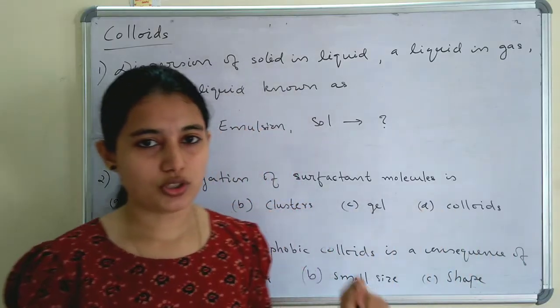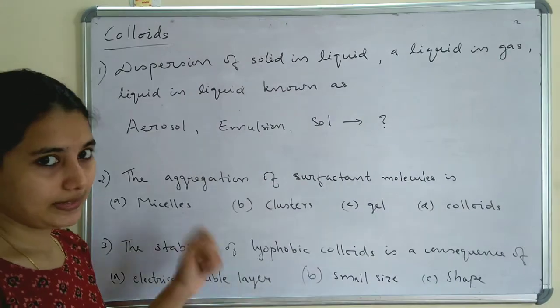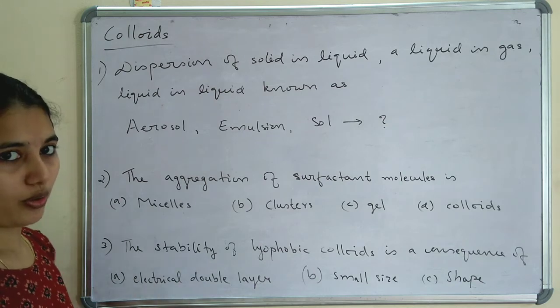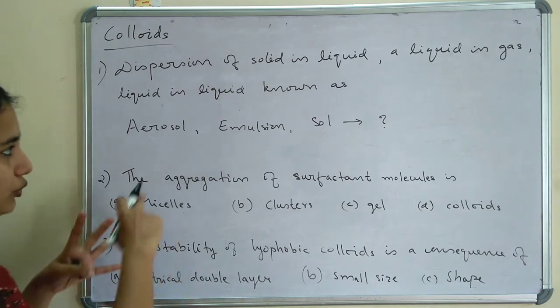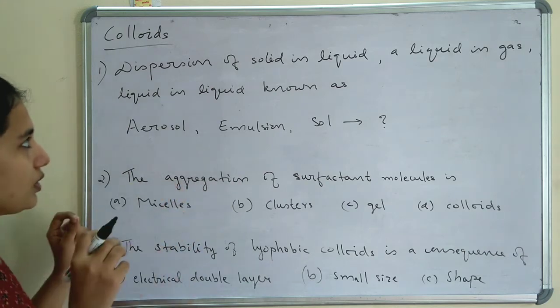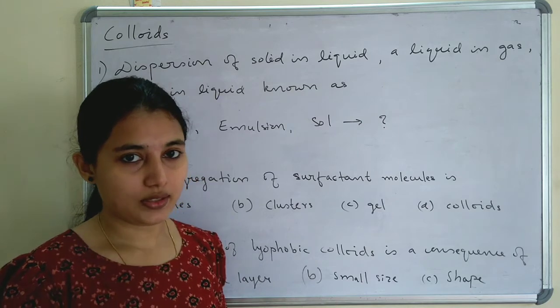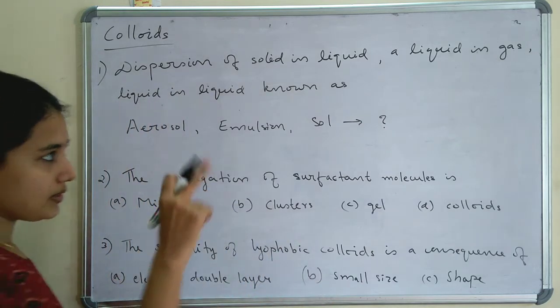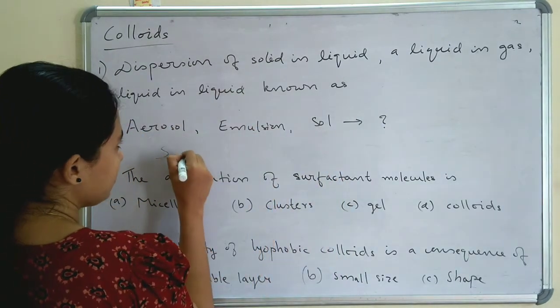Now we can see some questions of colloids. So first question, dispersion of solid in liquid, a liquid in gas, and liquid in liquid is known as what? Aerosol, emulsion or sol. So we have to find the correct answer. So dispersion of solid in liquid. Solid in liquid is sol.